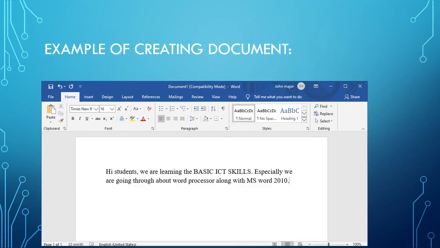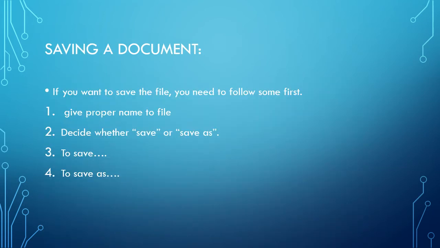Now see, in this Word file I have typed two sentences of characters. Next is how to save a document. If you want to save the file, you need to follow some steps. First, give a proper name to the file. You have to decide what kind of name you are going to give the file. Second, decide whether to Save or Save As, because there are two conditions. One is Save, another one is Save As.